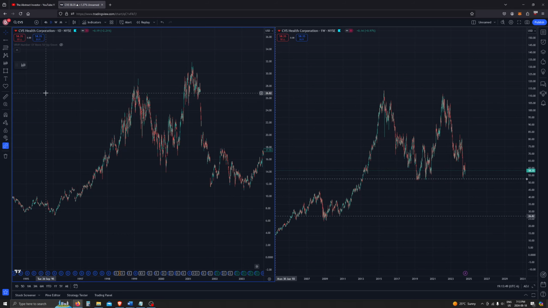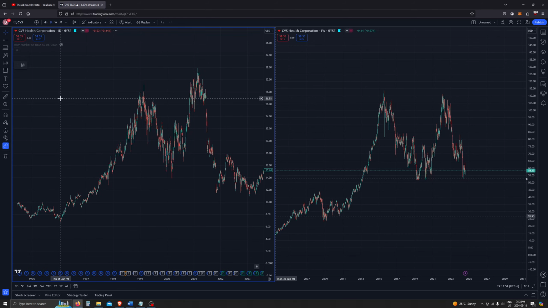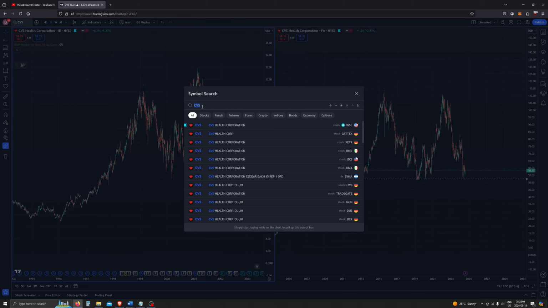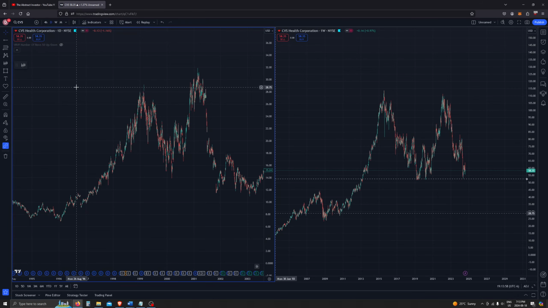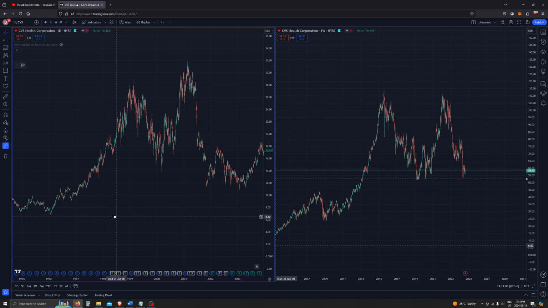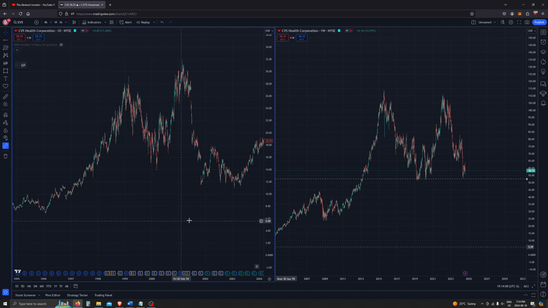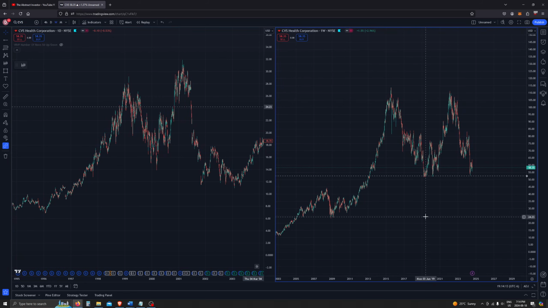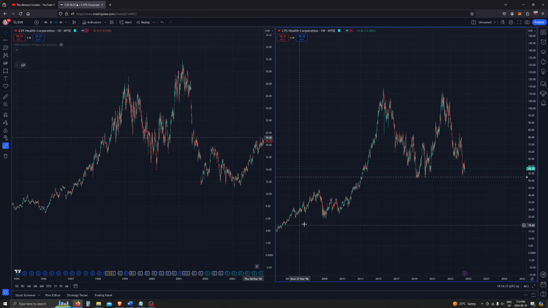So let's do this. So here's the CVS chart. The ticker is CVS. I've got it on the left side of the screen on the daily time frame from back in the mid 90s to early 2000s, and on the right screen I have it from about 2005 to today.